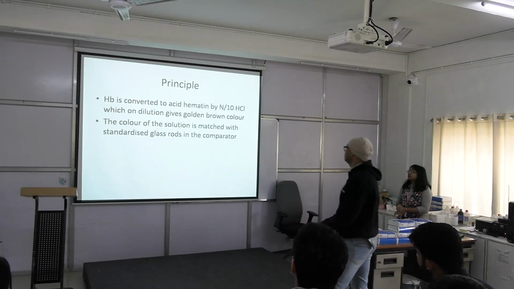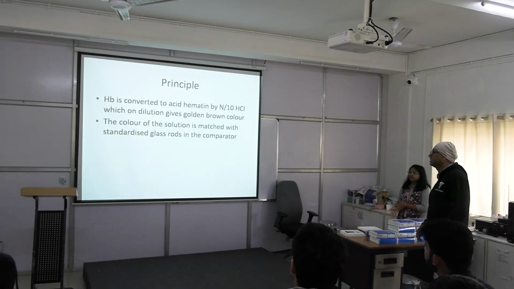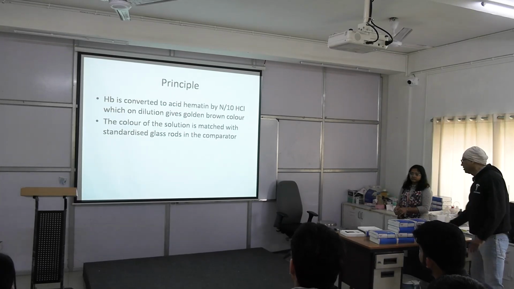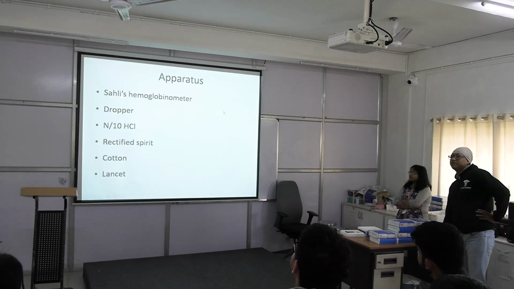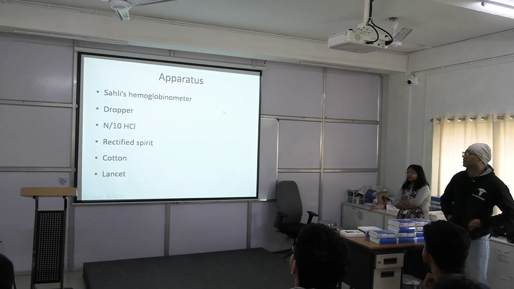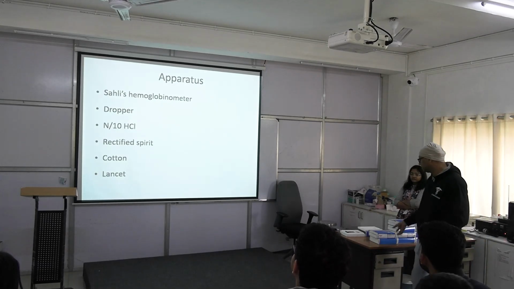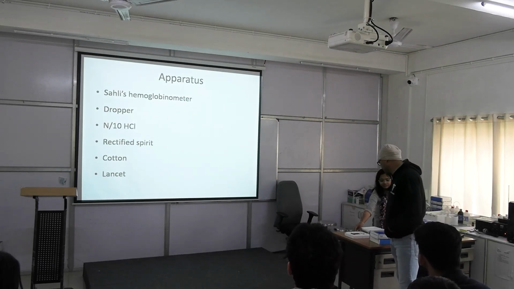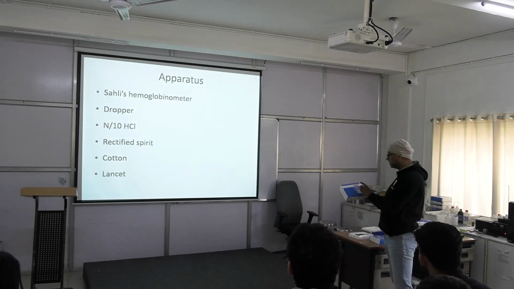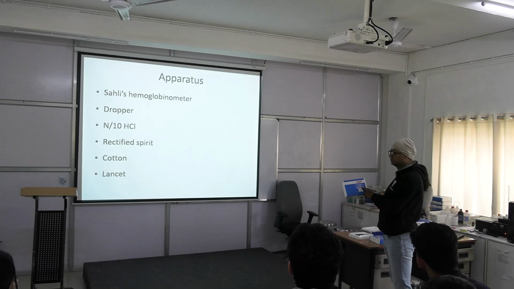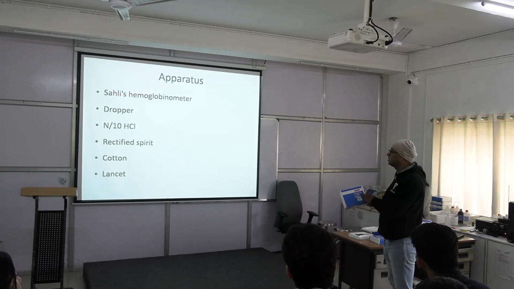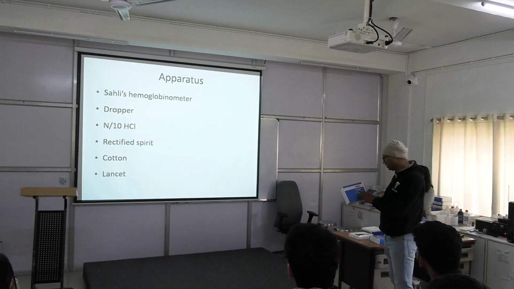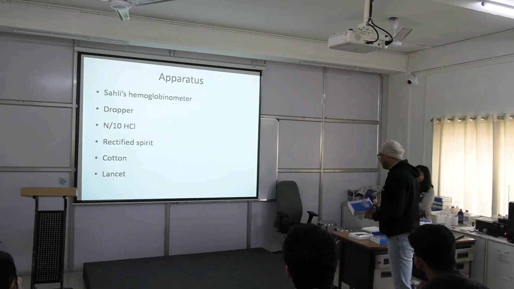The color of the solution is matched with the standardized glass rod in the comparator. I am coming to it. Now perhaps it is not clear. So what apparatus will we need to do this practical? First, Sahli's hemoglobinometer. This is what we will need, Sahli's hemoglobinometer, or it is also called hemometer, it is actually hemoglobinometer. So, Sahli's hemoglobinometer.